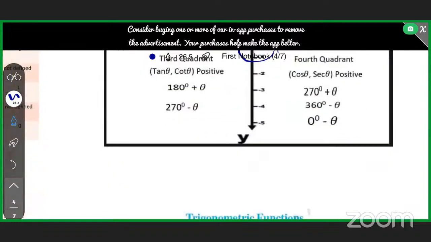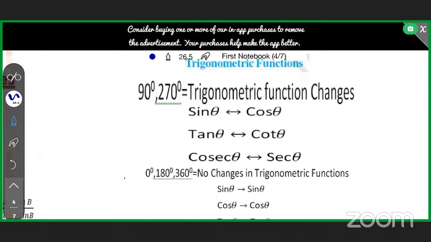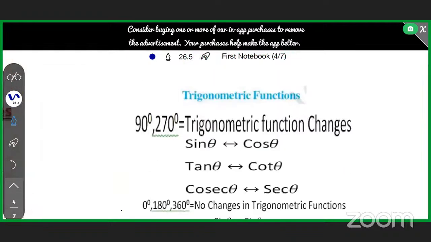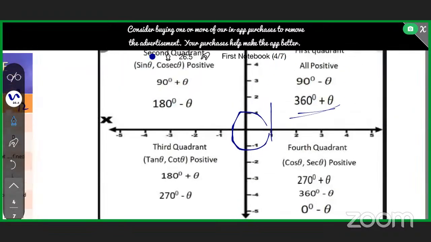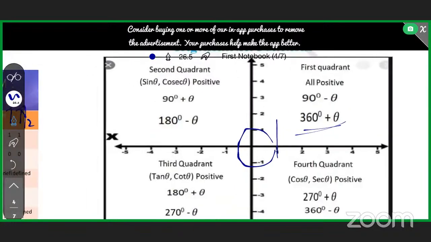Continuing the same concept, now we learn the angles here. The main thing we are to discuss here is which quadrant has which positive trigonometric functions. First quadrant, all are positive. Second quadrant, sine and cosecant are positive. Third quadrant, tan and cot are positive. Fourth quadrant, cos and secant are positive. This we call as all silver tea cups.